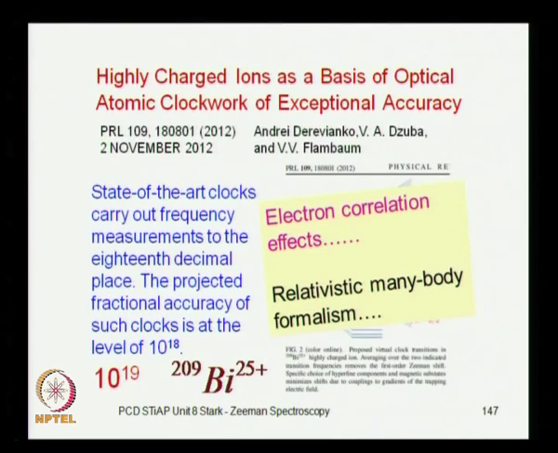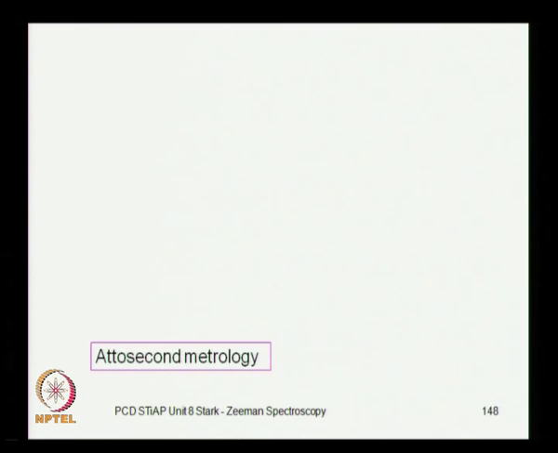Okay? And this really needs very sophisticated techniques in quantum mechanics to study these processes, and they clearly go beyond the scope of our introductory course in atomic physics. But the prediction of Derevianko and his collaborators is that highly charged ions will be excellent candidates to build atomic clocks. So, that brings us to techniques which are able to measure time at that accuracy.